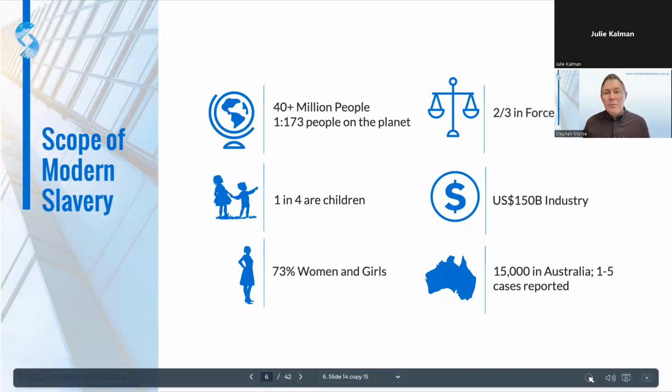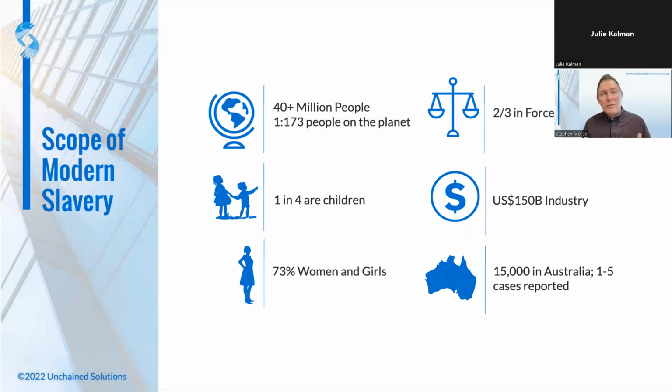In terms of the scope, we don't really know how many people are in slavery. And this figure, 40 million people, has been around for several years now. So we're looking at in excess of 40 million people in slavery. And it's a number that's growing every day. 1 in 4 people in slavery are children, and 73% are women and girls. So we're looking at a very huge gender imbalance when it comes to modern slavery risk. 2/3 are in forced labor.